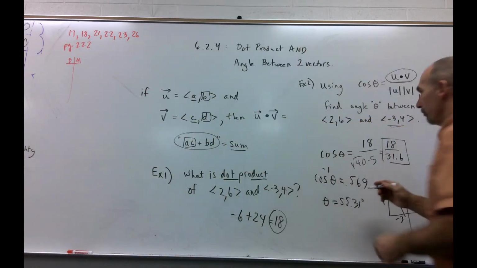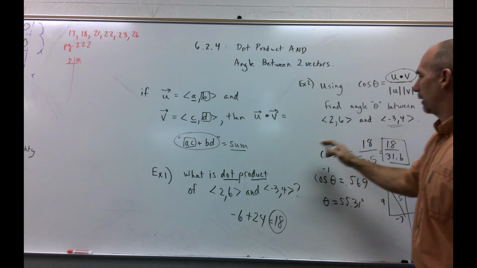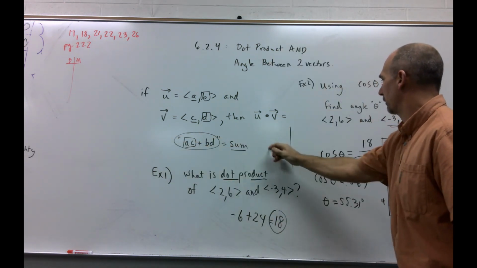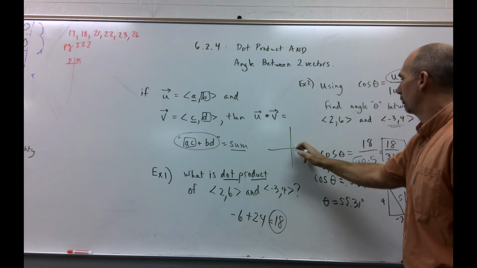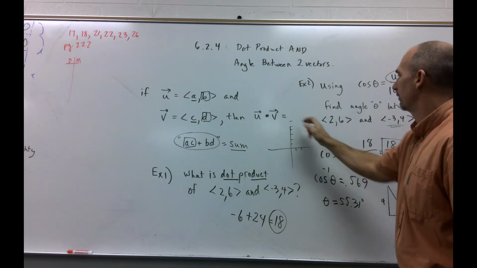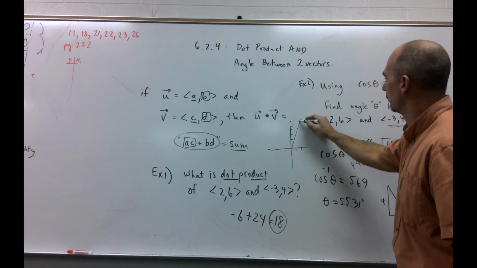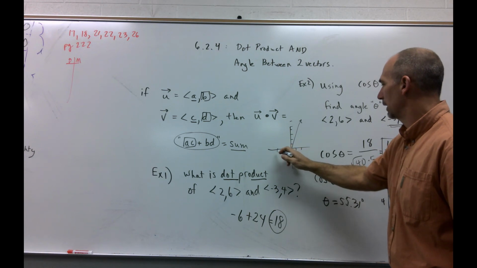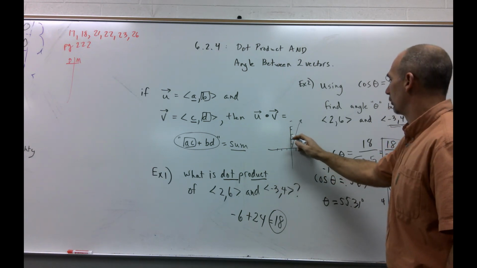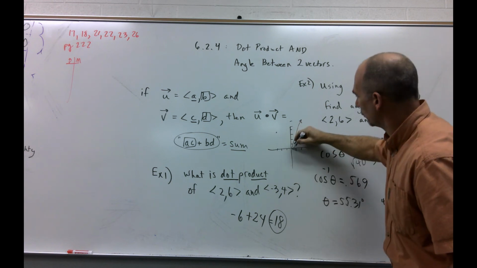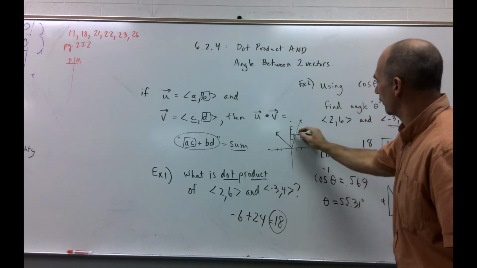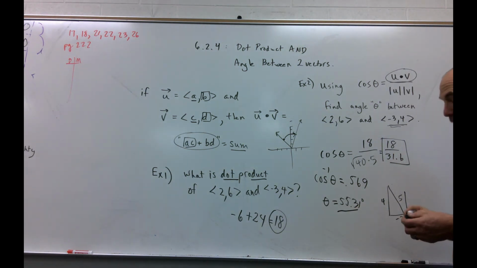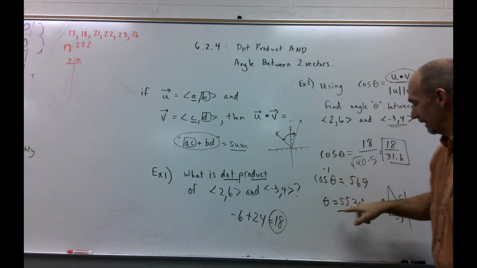So, what did we really just find? Well, let's see if I could fit it in. I'll fit it in right here. 2, 6, 1, 2, 1, 2, 3, 4, 5, 6 would be right here. There's that vector. Negative 3, 4, 1, 2, 3, 1, 2, 3, 4 would be right about there. And if you just look at the drawing, we just found the angle between those two vectors is 55.31. It looks like that's the correct answer.